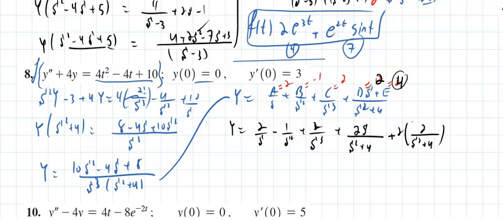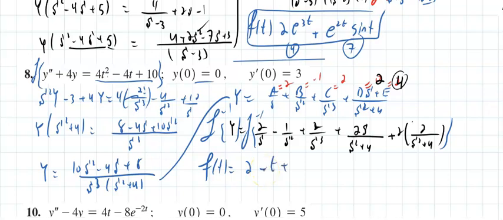And now if I apply the inverse Laplace transform on this, I'll get the solution to this differential equation. That will be 2 minus t plus, this is still t squared, plus twice cosine of 2t plus twice sine of 2t.